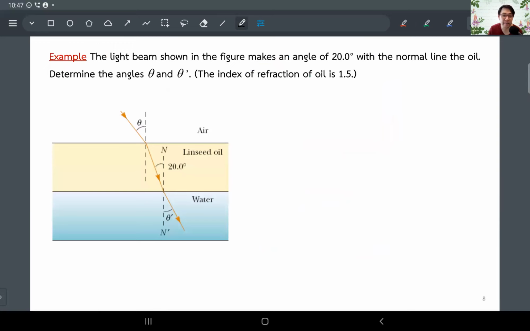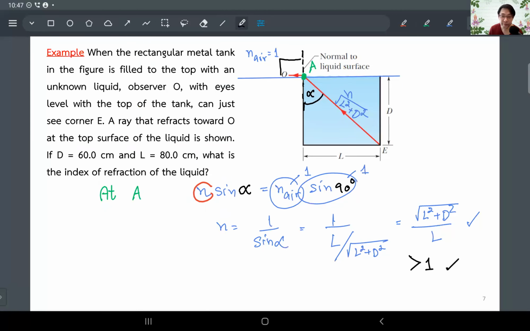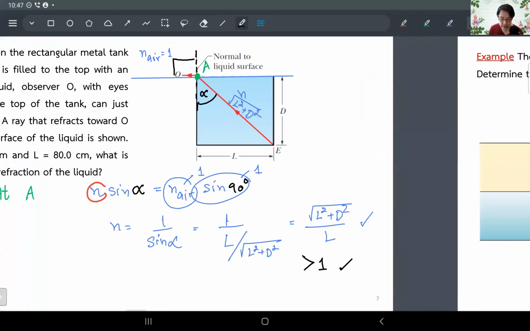The light beam shown in the figure makes an angle of 20 degrees. What about the dimension of the tank? Yeah, you just plug in the number. The dimension of the tank, I mean, you plug in the L, plug in the D, and everything else is just a number. Okay, now try this one.